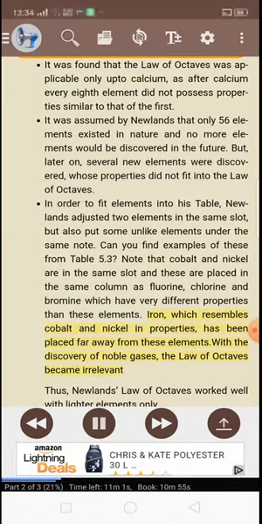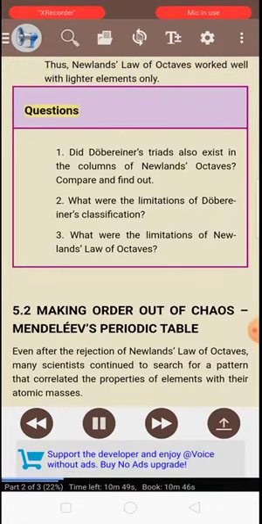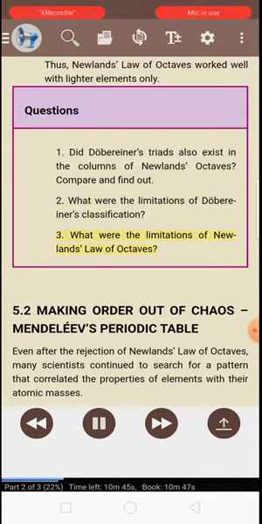With the discovery of noble gases, the law of octaves became irrelevant. Thus, Newland's law of octaves worked well with lighter elements only. Questions. 1. Did Dobereiner's triads also exist in the columns of Newland's octaves? Compare and find out. 2. What were the limitations of Dobereiner's classification? 3. What were the limitations of Newland's law of octaves?